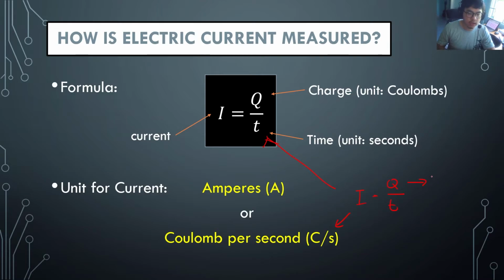Charge has the unit of coulomb, time has the unit of second. So, if you use unit analysis from the formula, you can deduce another unit for current, which is coulomb per second. You can use either ampere or coulomb per second.